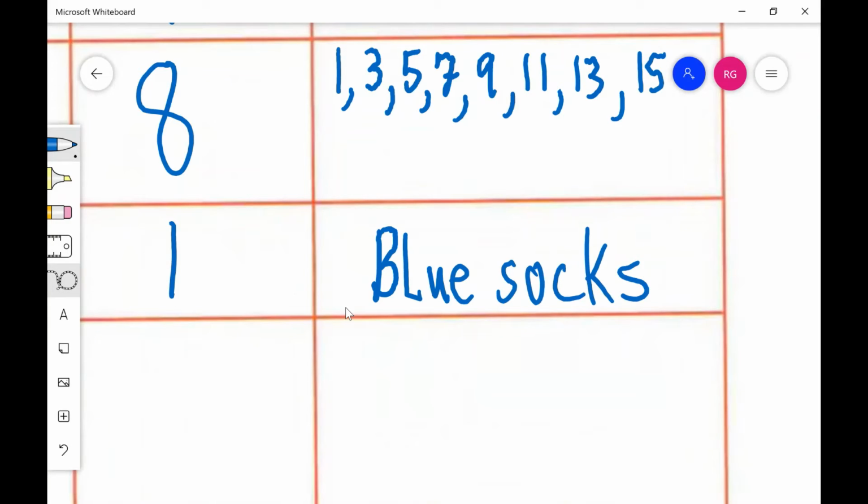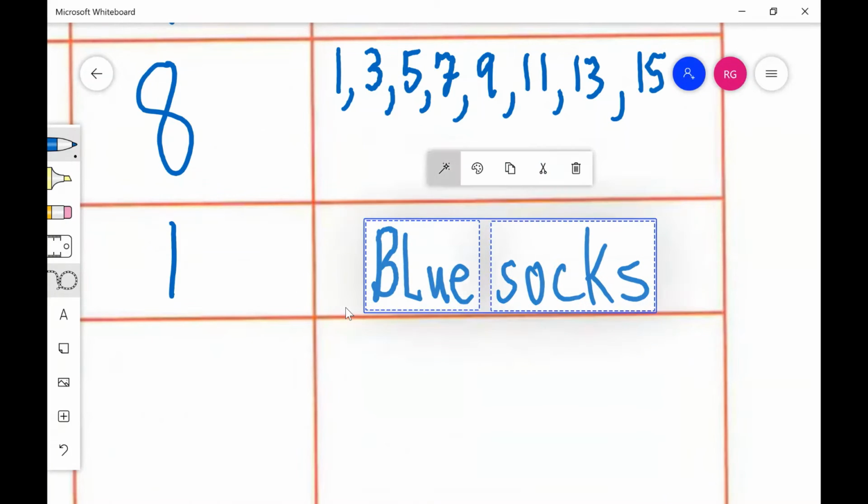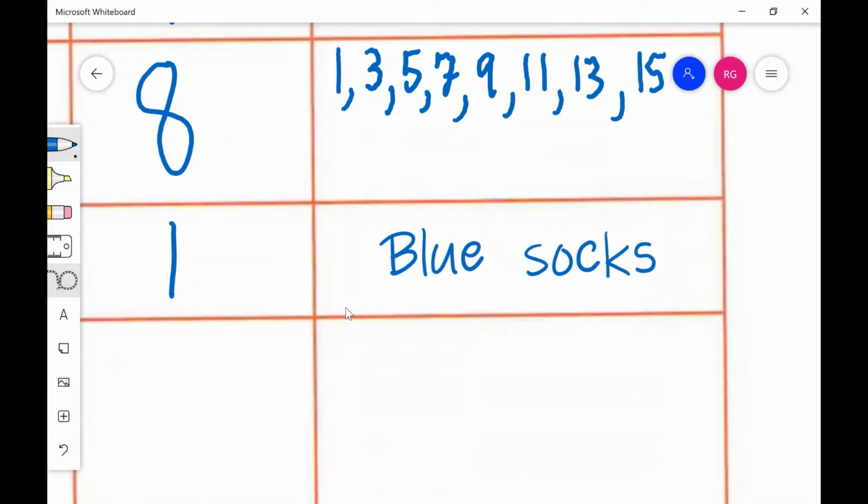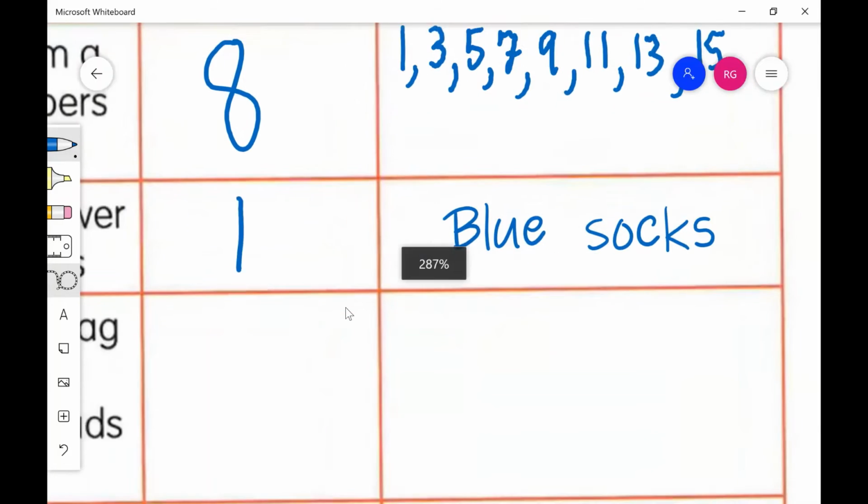Let's see if my magic word thing here works. This is kind of cool. All right. Teacher Robert has perfect handwriting now.